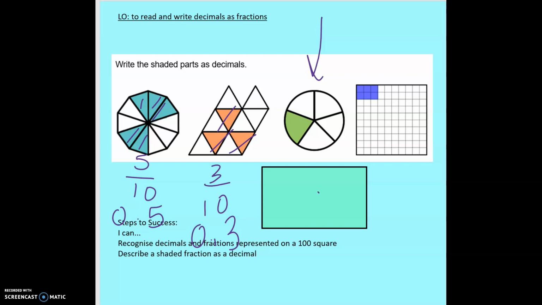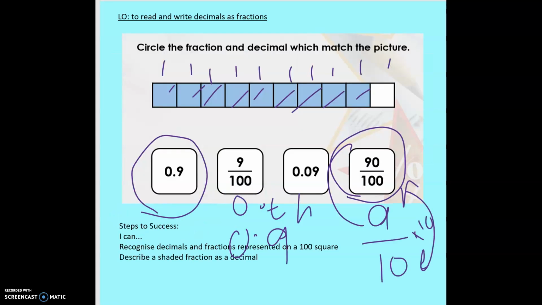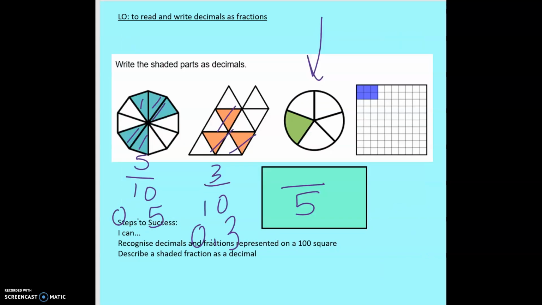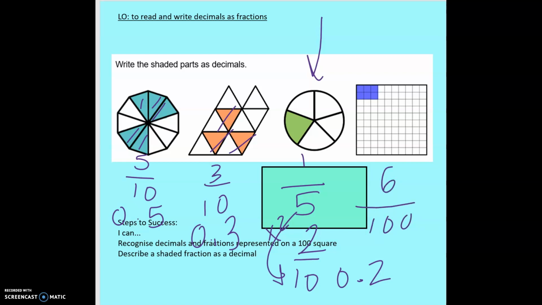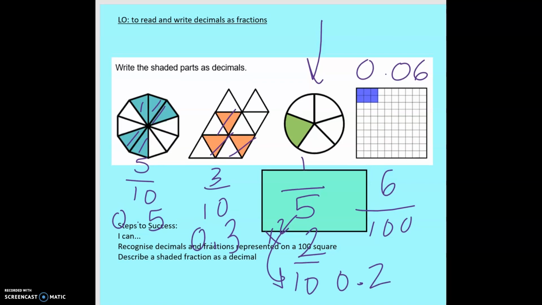Over here, I've got 5 chunks, and I've got 1 coloured in. To help me, I then need to put that into tenths. So I know that 1/5 as 10, we're going to multiply by 2, is going to be 2/10, which is going to be 0.2. And over here, I've got 1, 2, 3, 4, 5, 6 pieces coloured in out of 100, which I know is going to be 0.06. Okay, hopefully you've managed to get there.